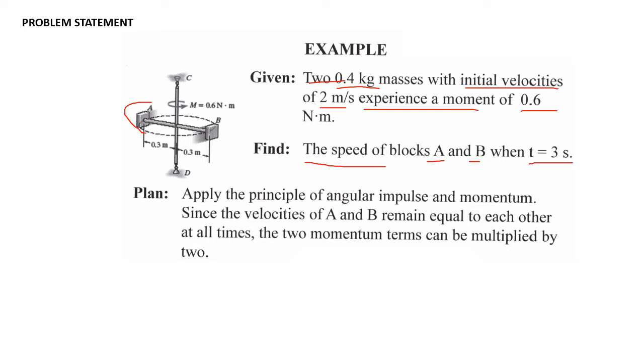We have our mass A on this side, our mass B on this side. We know that those are both identical and have a mass of 0.4 kilograms. We have our moment shown here about our axis from C to D of 0.6 Newton meters. And we have our distance from the center of this axis out to block A and block B of 0.3 meters. So our plan to solve this problem is to apply the principle of angular impulse and momentum. Since the velocity of A and B remain equal to each other at all times, the two momentum terms can be multiplied by 2 as well.